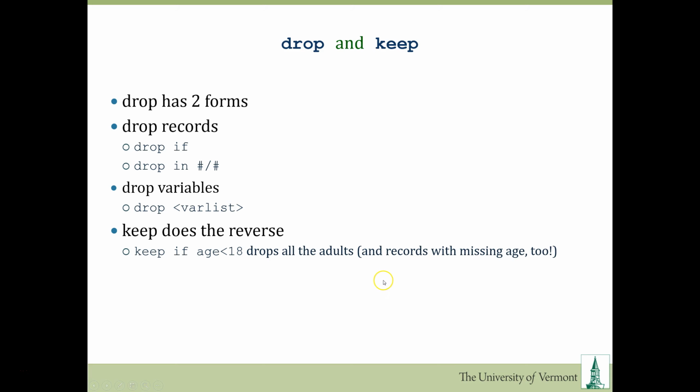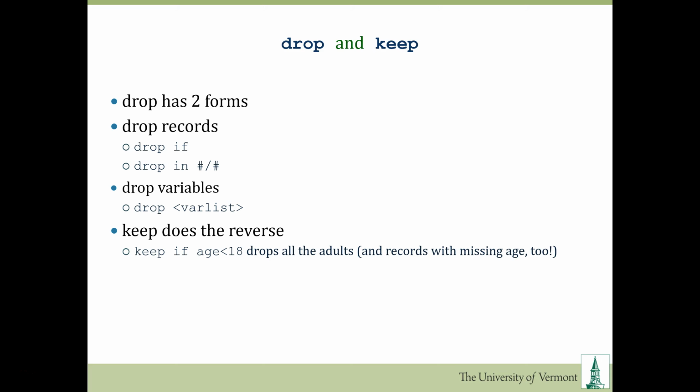Okay, next commands that I want to talk about are drop and keep. Now, drop has two forms that do related things. Drop can drop records, and it'll do that if you say drop if a record meets the following criteria. So drop if age greater than or whatever. You can also drop in number/number. So you can drop in 12, drops record number 12, or you can drop in 12 through 16, and that'll drop 5 records, 12, 13, 14, 15, and 16.